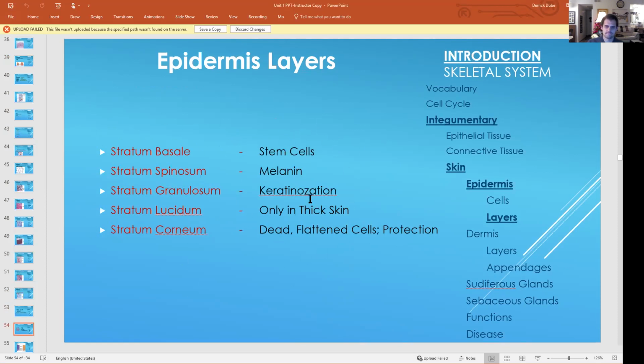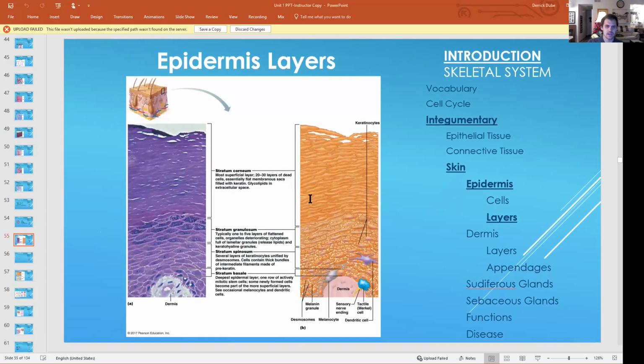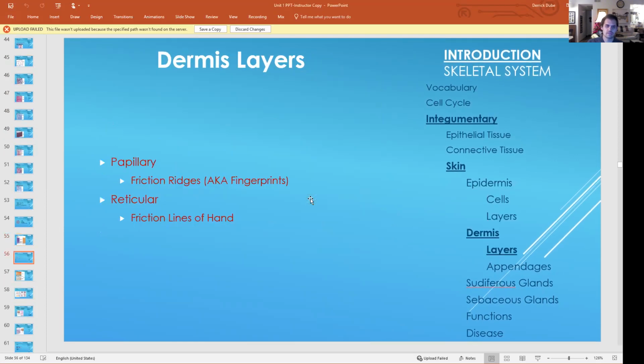All right, different layers and their purpose. Pretty clear there. Just picture that. Dermis layers. So this is the layer underneath the epidermis. It has two different layers with different purposes. This papillary layer is going to create smaller ridges, like our fingerprints. And then the reticular layer is going to create more of the friction lines, these deeper fissures in our hand.